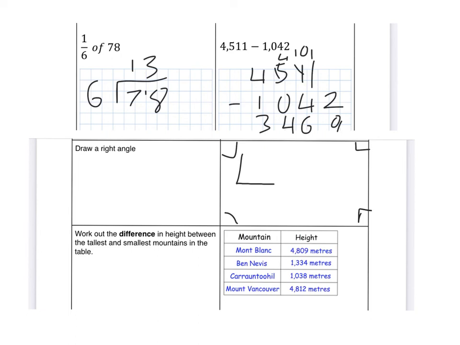Work out the difference in height between the tallest and smallest mountains in the table. So the smallest is Carntoo Hill, which is 1,038. The tallest is Mount Vancouver, which is 4,812. Carntoo Hill, 1,038. So again, I'm using a written calculation to do this.